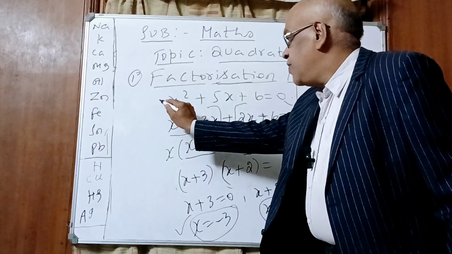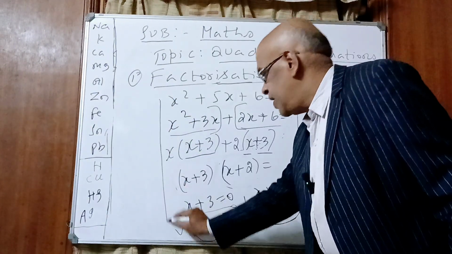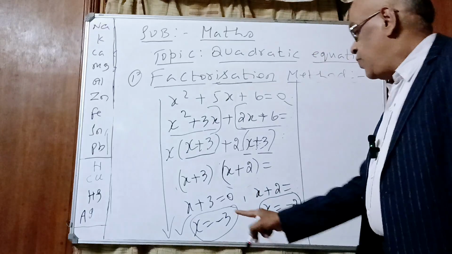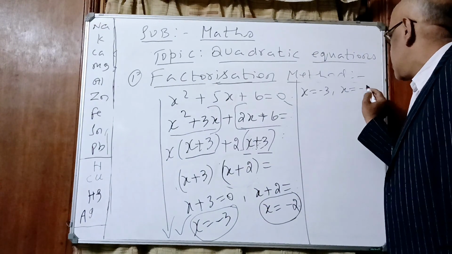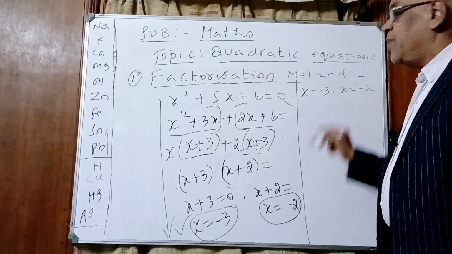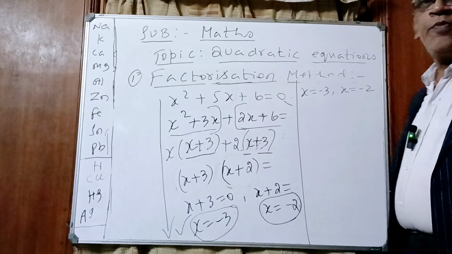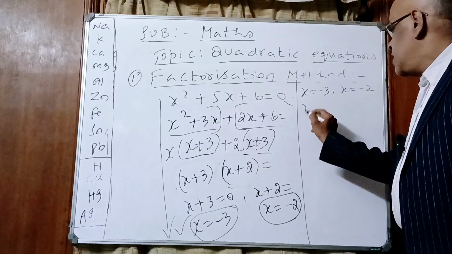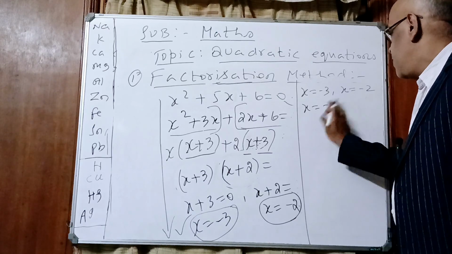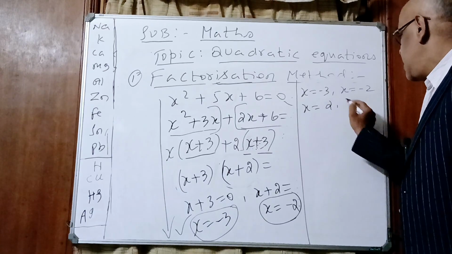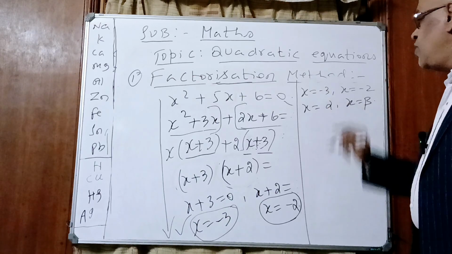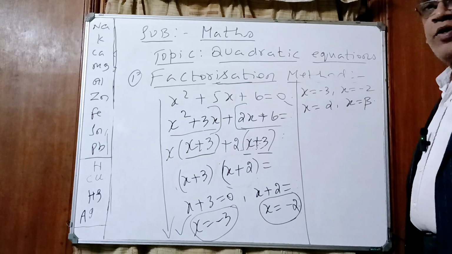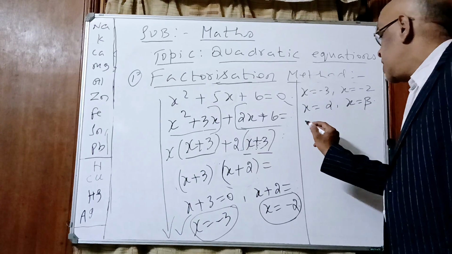A quadratic equation is given. I found the factors. From that I found the zeros. Which are the zeros, children? X is equal to minus 3, x is equal to minus 2 are the zeros of the polynomial. Find the quadratic polynomial. Yes or no? What are these children? X is equal to alpha, then x is equal to beta. Alpha and beta. What is the alpha value? Minus 3. What is the beta value? Minus 2. Now find the quadratic polynomial.